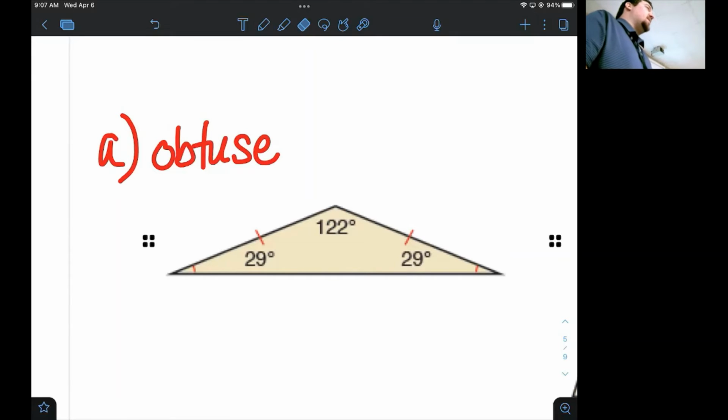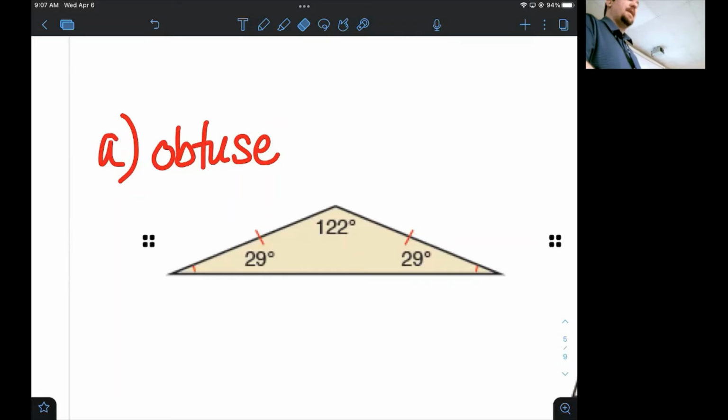Now, I noticed that a lot of people on their quiz that you got back yesterday, when you're classifying triangles, only put one of the 2 classifications down. You either did just the angle one or you did just the side one. Okay? We have to have both. So obtuse is how I classify it by its angles. How do I classify this one by its sides? Is it scalene, isosceles, or equilateral?